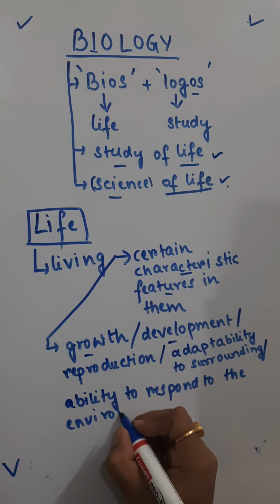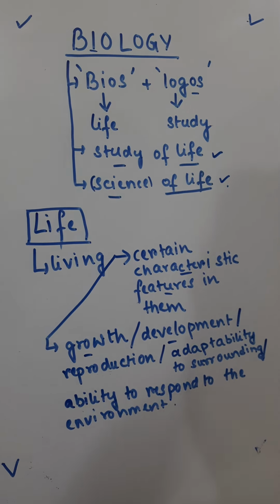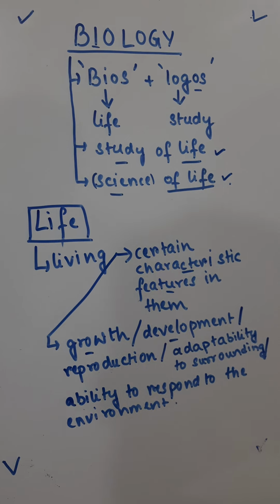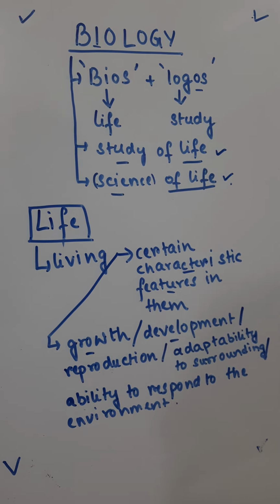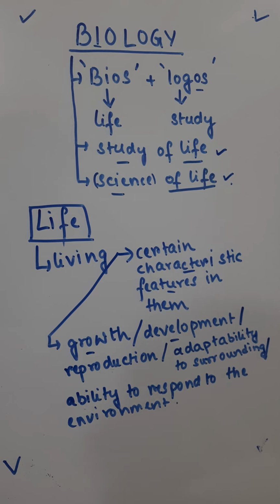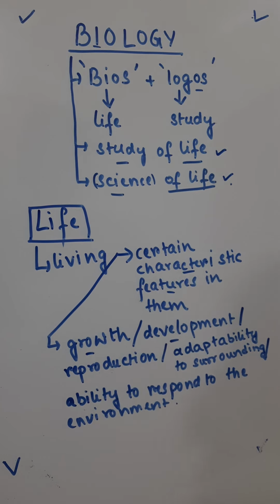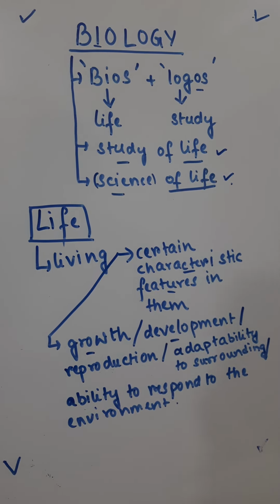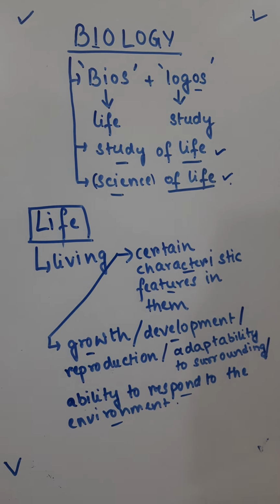What does this mean? Ability to respond to the environment. For example, if there is rain, what do we do? What do animals or humans do? They usually try to find a shade, right? So that they don't get wet. In the environment something is happening, that is rainfall, and we want to avoid getting wet. So we are responding to that environmental condition by searching for shelters under which we can go and protect ourselves. This is what we call the ability to respond to the environment.